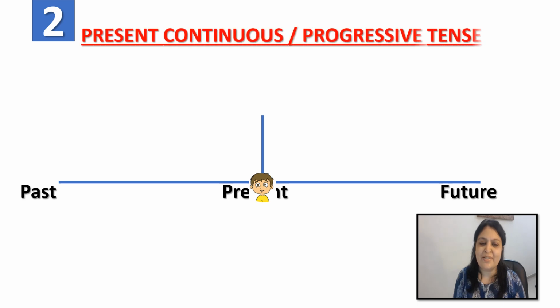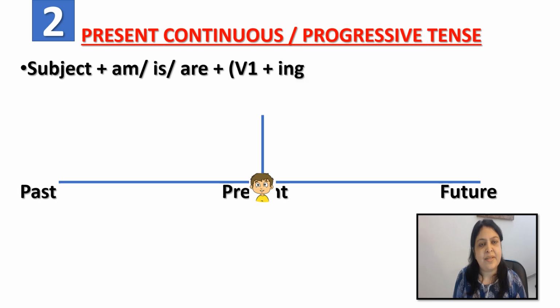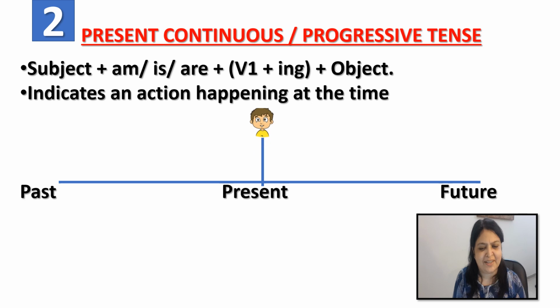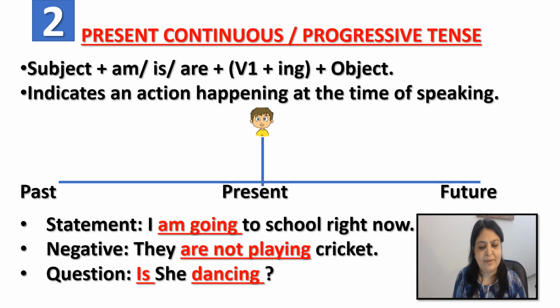Now let us look at present continuous or present progressive tense. Present continuous tense has subject plus am, is, are. Am, is, are depends upon the subject. If the subject is I, then we use am. If the subject is singular noun or pronoun, we use is. Or if the subject is plural noun or pronoun, we use are. Plus V, the main form of the verb, plus ing, plus object. It indicates an action happening at the time of speaking. Let's look at the example.